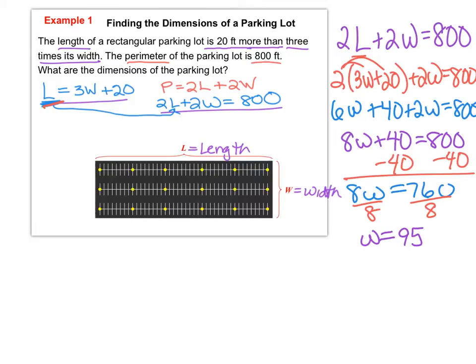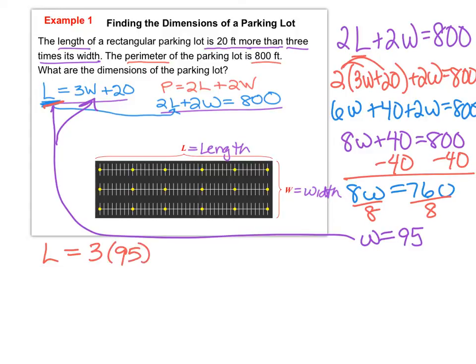Now we can plug this answer back into the first equation for W and solve to get L. So that is going to look like L equals 3W. Instead of W, we're going to put 95 plus 20. And when we simplify that, we get 305.